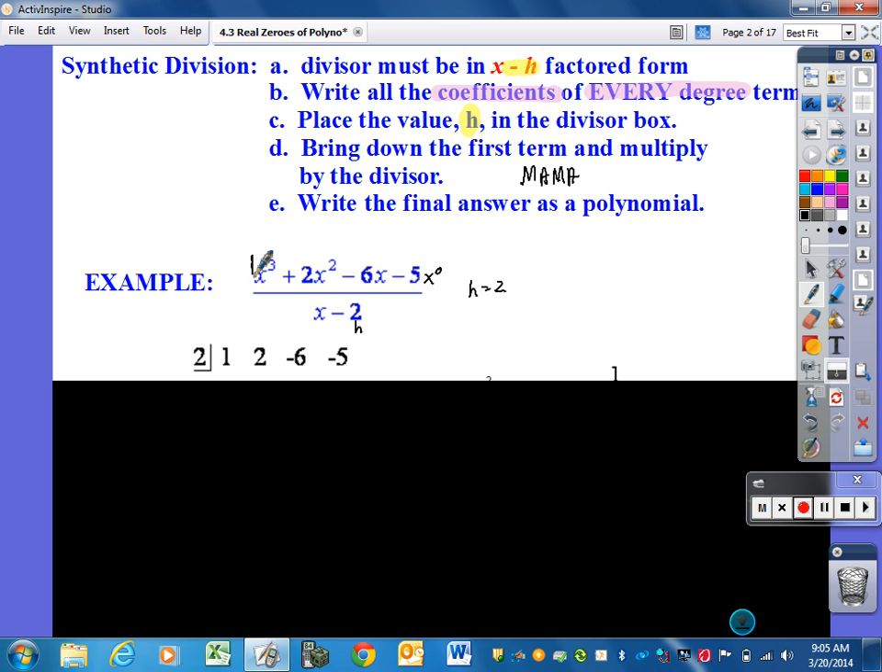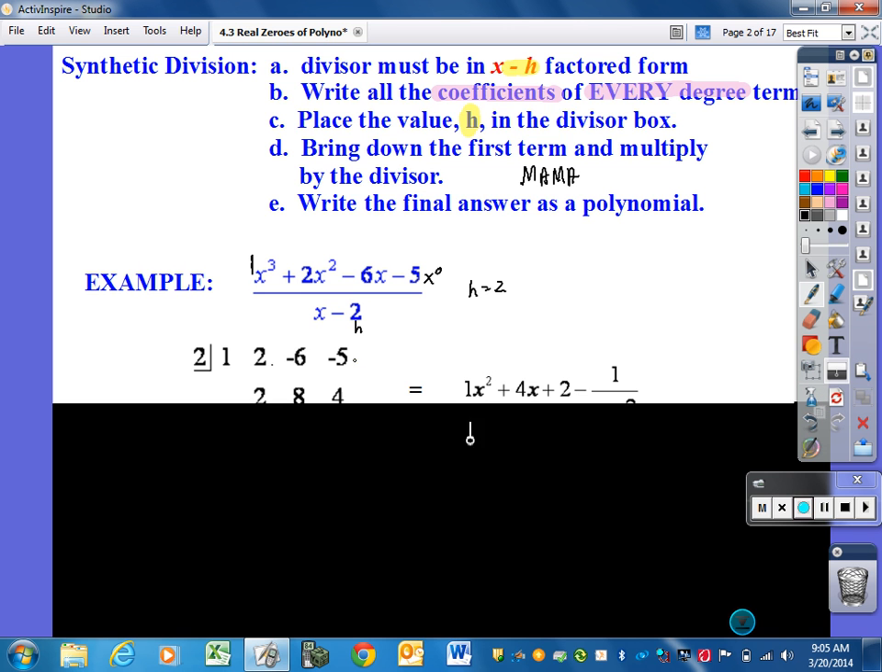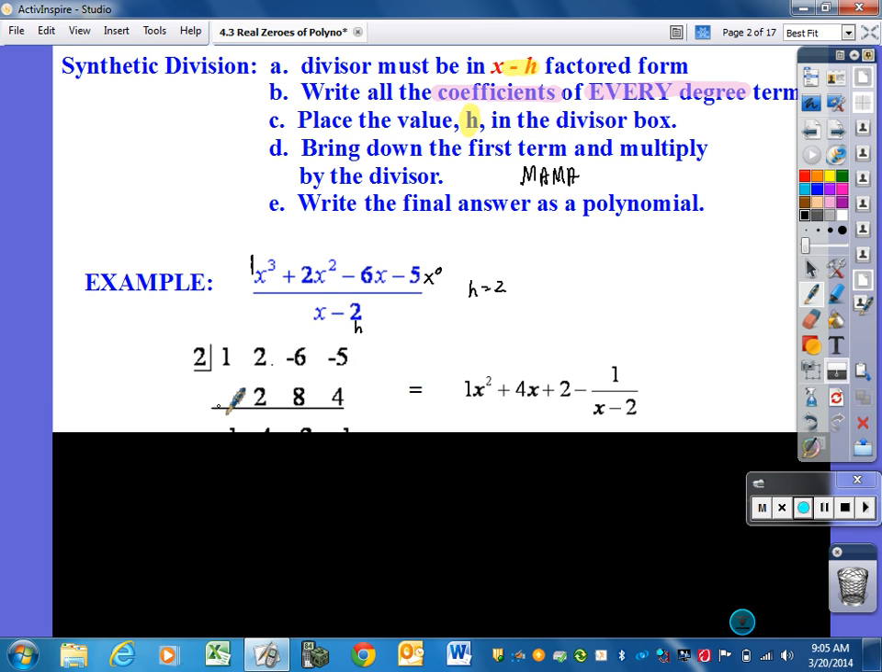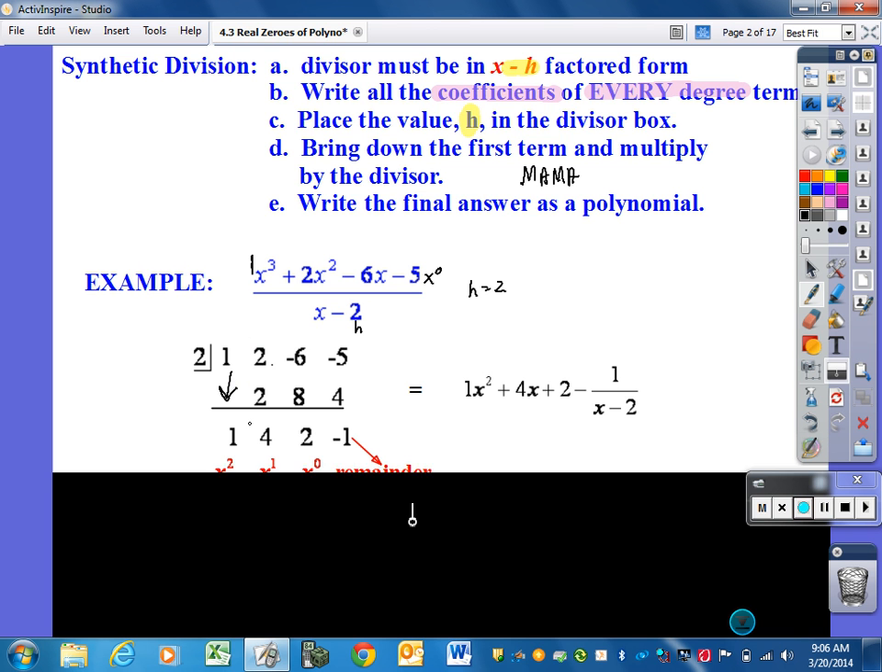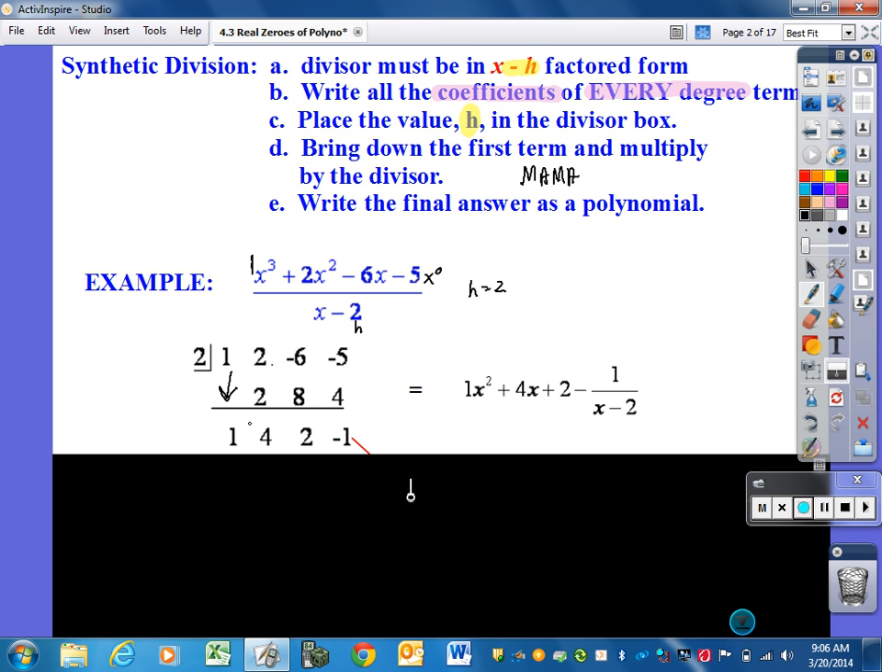Coefficient of the cube is 1, so I write down 1. Coefficient of the square is 2. Coefficient of the linear is negative 6. Coefficient of the constant is negative 5. And then I draw my line. I bring down my first term. Now's when I begin my mama method.